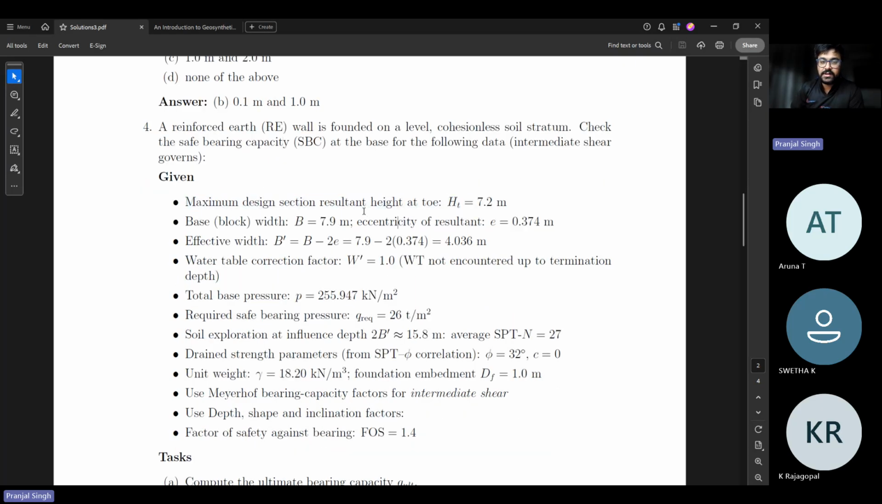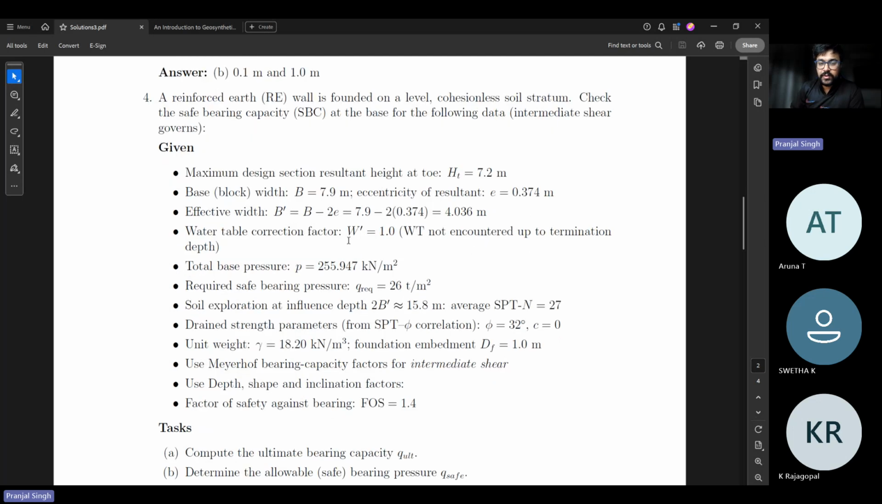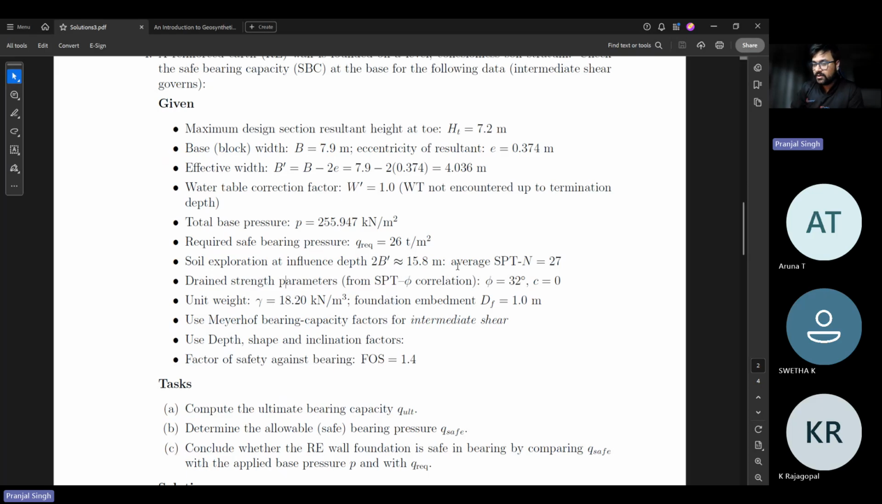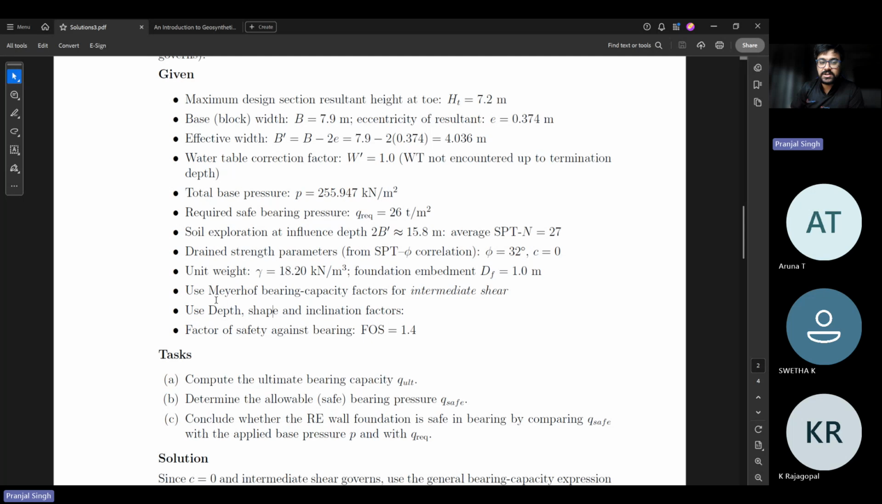The height of the wall, then the width, and because of some eccentricity, you have effective width. Border table was not encountered. Based on all of this, you get the total base pressure. This is the required safe pressure. Then how you generally calculate the value of soil properties is you calculate the average SPT value, which is 27, and based on that you get a correlation and get a phi dash of 32 degrees. Unit weight is mentioned, embedment depth is mentioned.